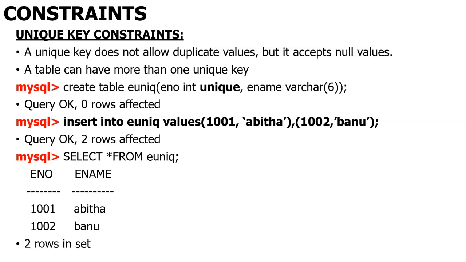Next is your unique key constraint. The unique key constraint is also the same in that it should not have any duplicates. But one thing is, it will accept null.